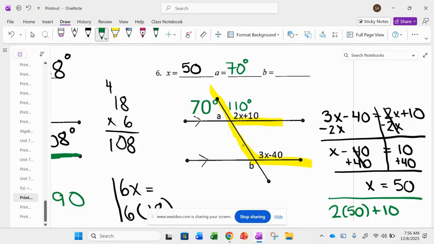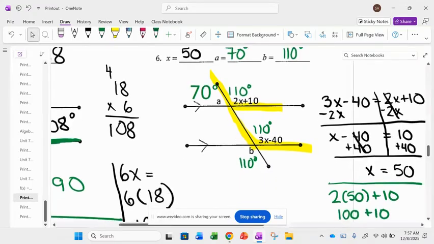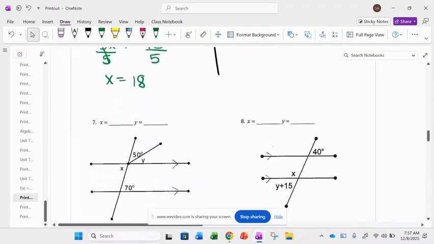And weren't the angles in the F congruent? So if 2x plus 10 is 110, wouldn't the 3x minus 40 also have to be 110? And aren't B and 110 vertical? So B also has to be 110. If at any point I'm going too fast or I'm losing you and you're not following how I'm getting any of these numbers, please stop me.